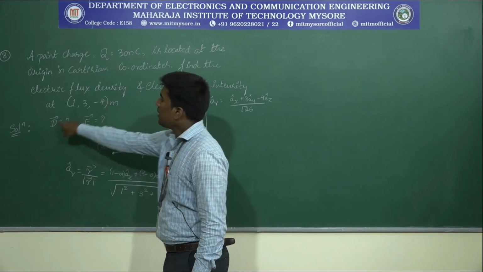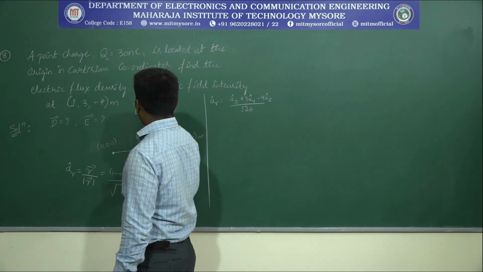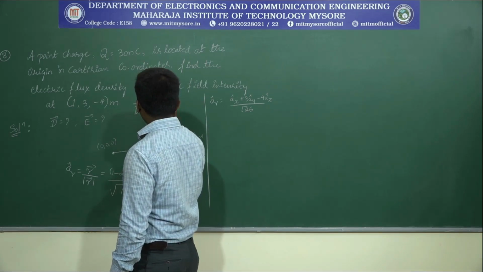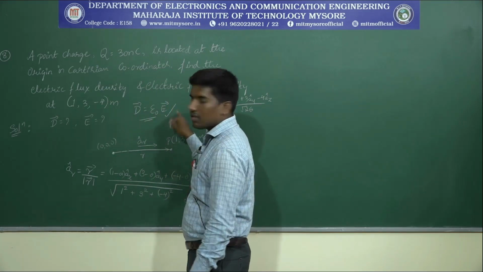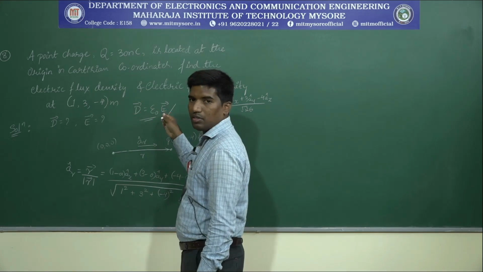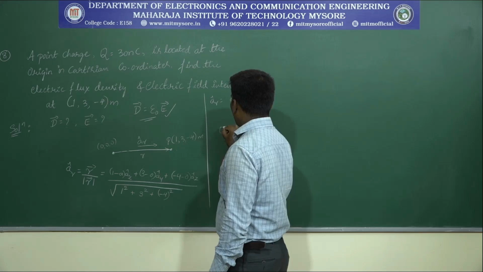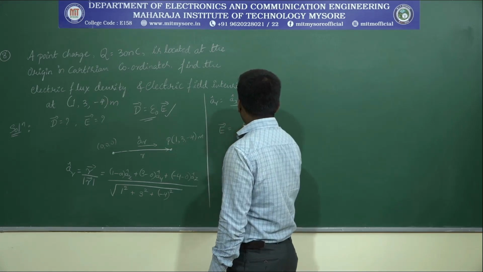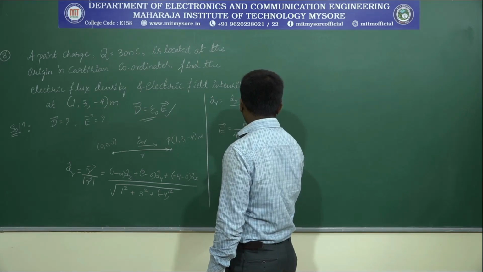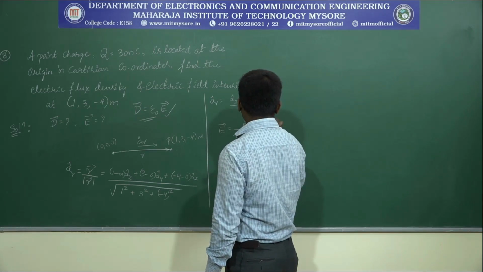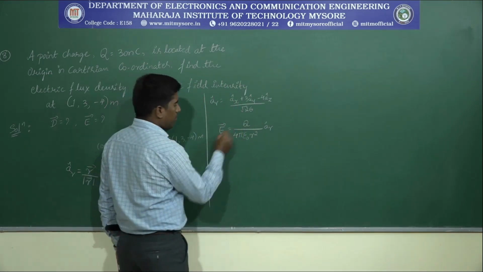What is the first quantity we need to calculate? E. By using E we can calculate D, because we know that D is equivalent to epsilon naught into E. Therefore you calculate E first, electric field intensity, then deduce the electric field intensity equation to electric flux density D. Okay, let us calculate E. E is equal to Q divided by 4 pi epsilon naught into r square into a cap r. This is the equation we knew. We have solved many problems on this.